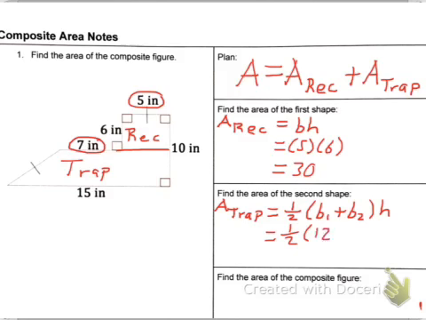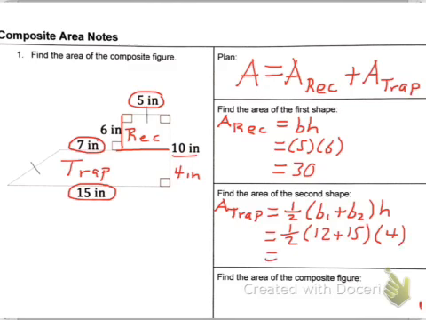To get B2, I would look down here at the bottom. That whole length is 15. So I'll plug that in for B2. Then the height is always the distance between the two bases. The whole height over here on the side, you'll see I have is 10 inches. We know that the height of the rectangle was 6. If I subtract those two numbers, I would figure out that this piece would be 4 inches that's left for the height. So I'll plug in 4 for my height of the trapezoid.